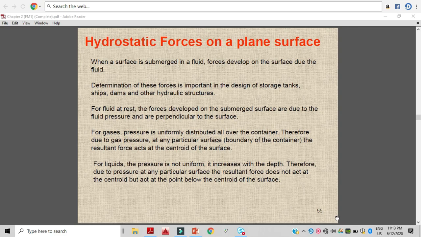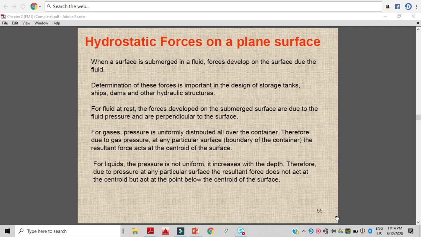For gases, pressure is uniformly distributed all over the container. Therefore, due to gas pressure at any particular surface boundary of the container, the resultant force acts at the centroid of the surface. For liquid, the pressure is not uniform. It increases with the depth. Therefore, due to pressure at any particular surface, the resultant force does not act at the centroid but at a point below the centroid of the surface.